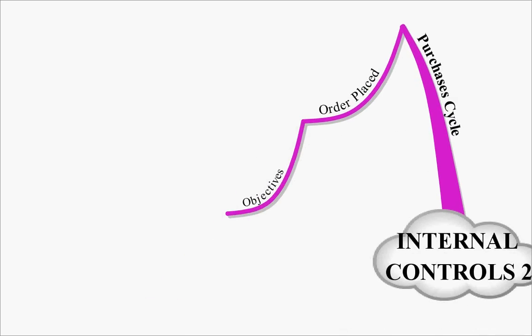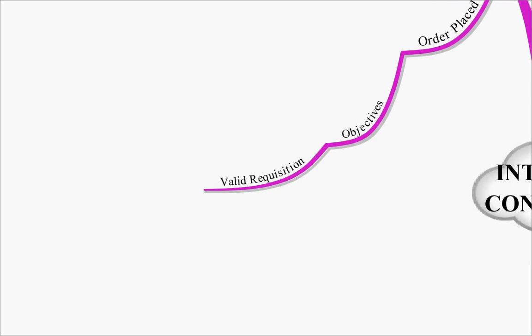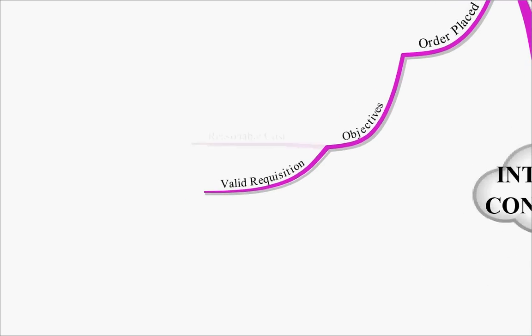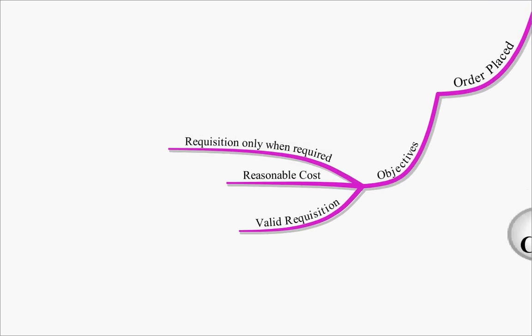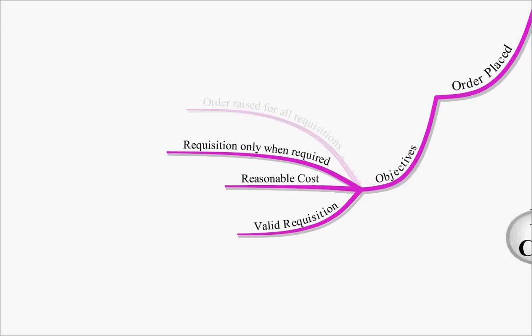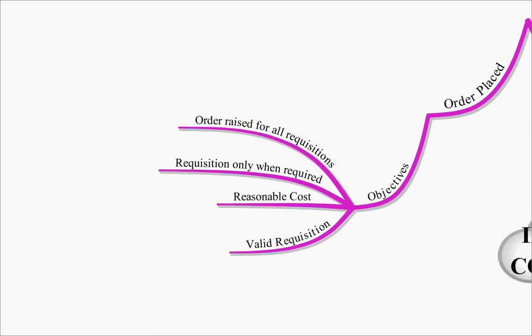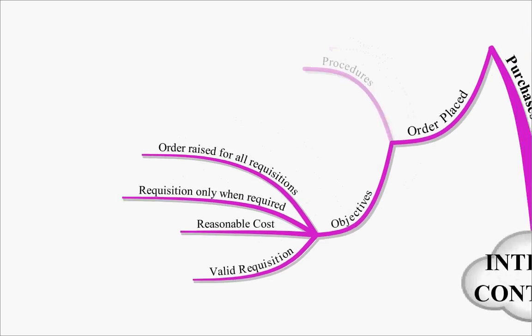Control objectives at this point. We want to make sure that we have a valid requisition. We want to make sure that there's a reasonable cost. We want to make sure that the requisition is only made when it's required, and that there's an order raised for all requisitions, that there aren't requisitions being sent up and no order being raised for them.